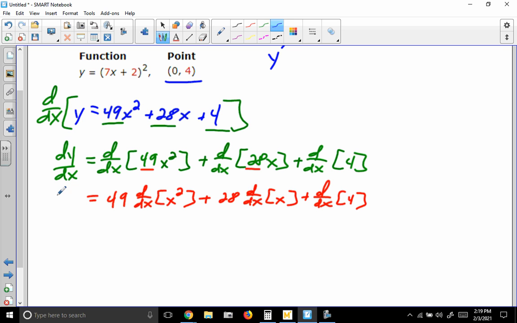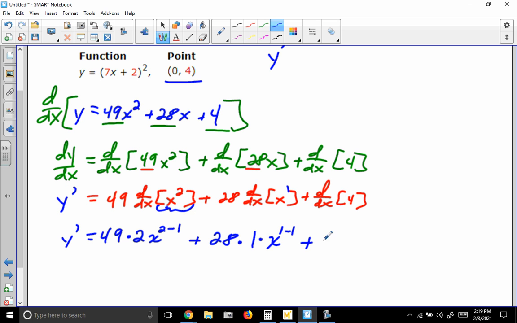So I'm going to call this, instead of dy over dx, I'm just going to go back to calling it y prime. 49 out front. When we take the derivative of x squared, bring the 2 down, x to the 2 minus 1 power. When we take the derivative of x, I'll show that again, but remember we did that earlier. Bring the 1 down, x to the 1 less power, and then the derivative of any constant by itself is 0.